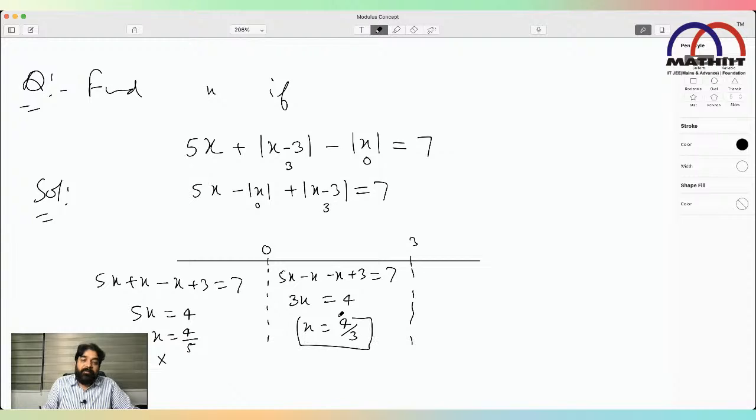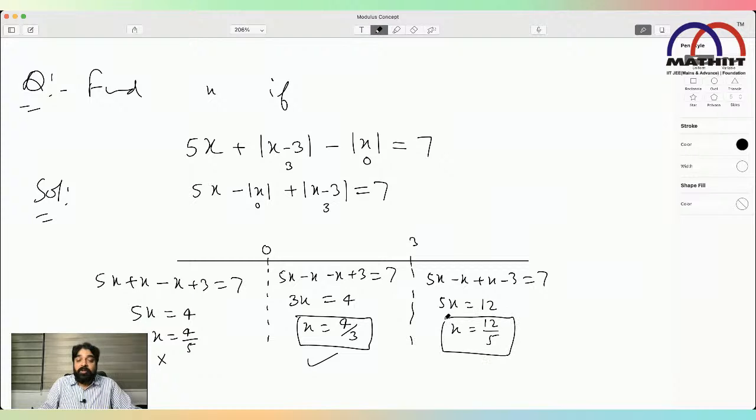Can I accept this? Very much, because 4 by 3 means 1 point something. It will be inside this box, so it's accepted. And after 3, what will happen? After 3, everything is positive. So 5x minus x plus x minus 3 equal to 7. The x will get cancelled. 5x equal to 12, x equals 12 by 5. And 12 by 5 means 2 point something, which will be here. This is not inside this box, so rejected. So the only answer is 4 by 3.